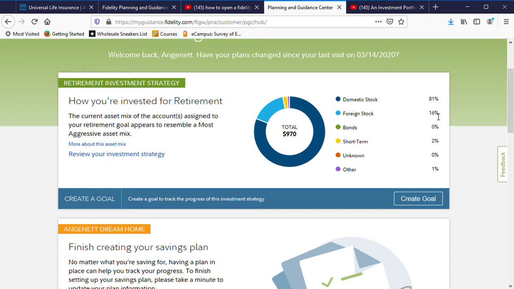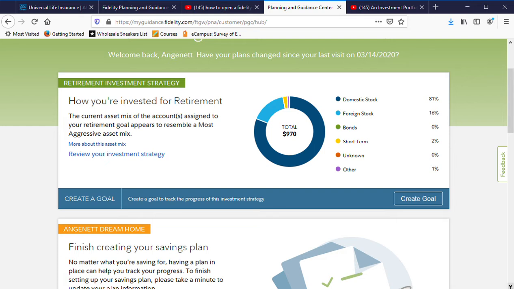Foreign stocks are your overseas stocks, in which you invest in foreign companies, oil companies, things like that. I have 16% there. And then bonds, I have 0. And then I have 2% in short term, which is cash values of things. And then I have one that's invested in another account. I'm going to show you those in just a second.